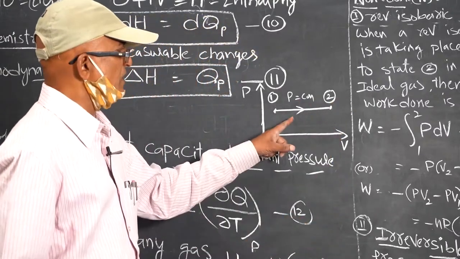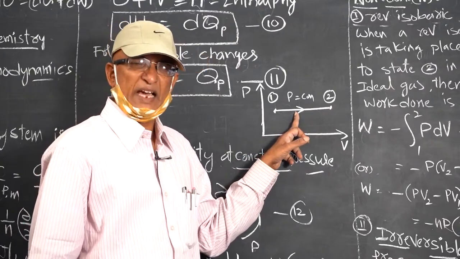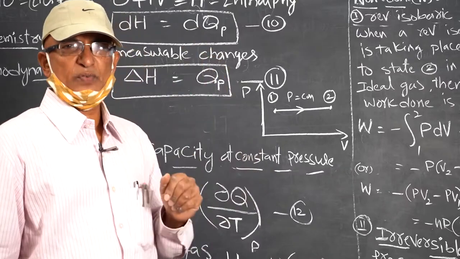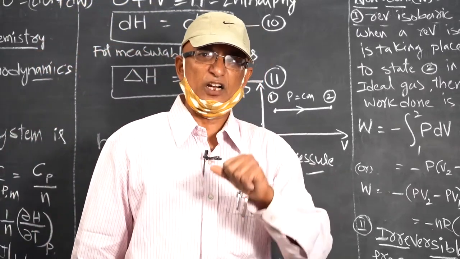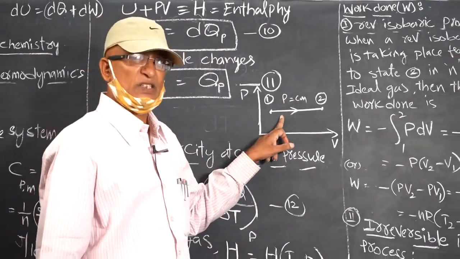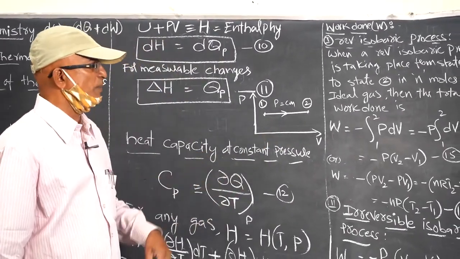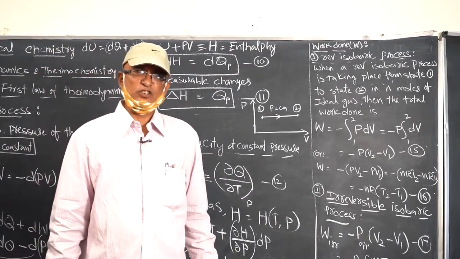Since it is a straight line parallel to the x-axis, the slope of this PV diagram is always 0. If you remember, the slope of the PV diagram of an isochoric process is always infinity because it is parallel to the y-axis. Now its slope is 0 because it is always parallel to the x-axis. So this is about the application of the first law for the isobaric process.